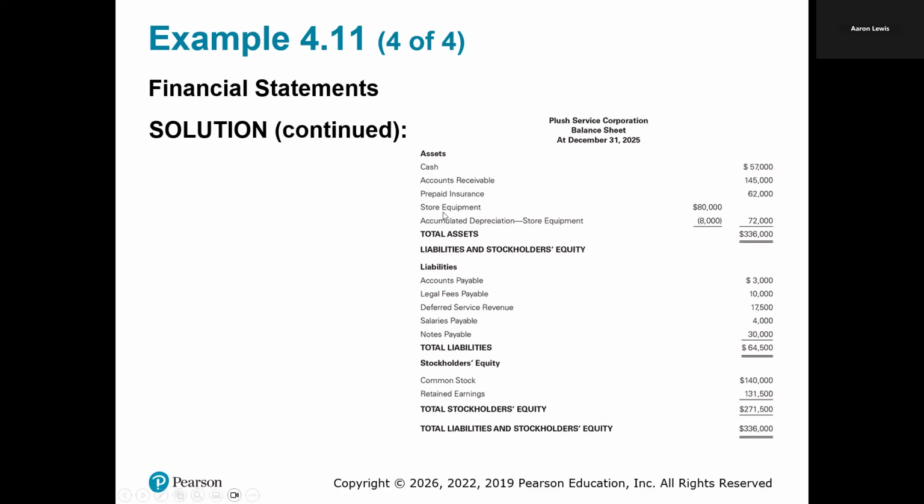As far as your assets and your liabilities go, you would take those right off the adjusted trial balance. But it is the balance sheet, and on this, your accounting equation should be true. And for Plush, it is true. Their total assets are $336,000, which is completely equal to their liabilities and stockholders' equity. Their books are balanced and in order. This company has far more assets than they do liabilities, which means their equity is quite high for their shareholders.